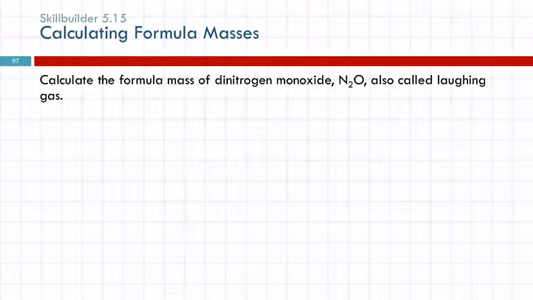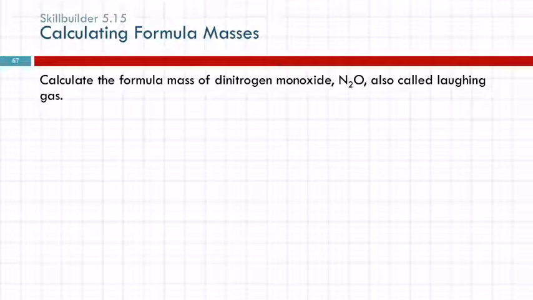So let's do an example. Calculate the formula mass of dinitrogen monoxide, N2O, which is also called laughing gas. So we're given the formula here. We know from the formula that each molecule of this has 2 nitrogen atoms and 1 oxygen atom, right?